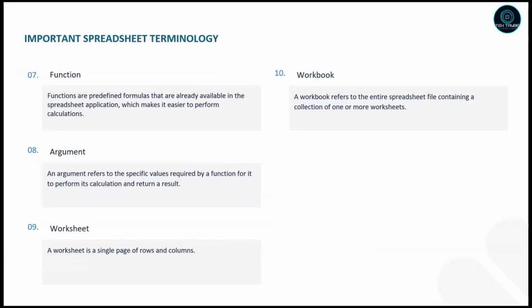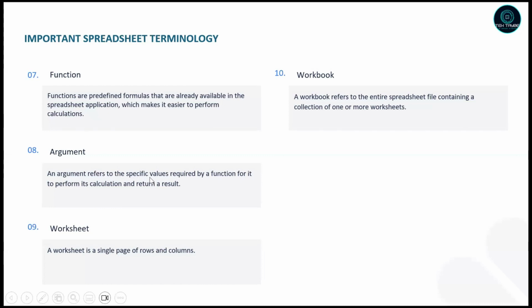Then also functions. A function is a predefined formula that is already available in a spreadsheet, which makes it easier for you to perform calculations. So you just click on there. Let's say for instance you want to go to sum, you just go to that sum arrow up there and you will perform it. Now argument.